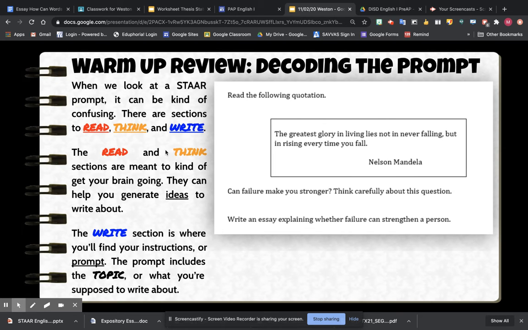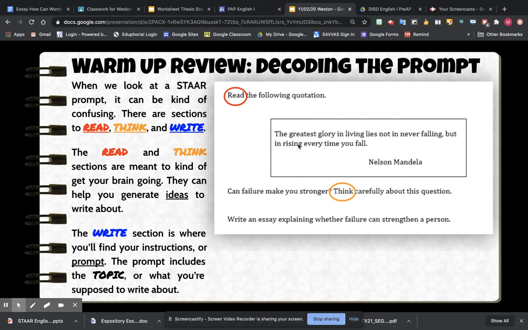So for our warm-up, after you've done this, I just want to go over some things to think about when you're looking at your star prompt, because I know it's probably been a while since you've seen one of these. There's 3 sections to it. There's a read, think, and write. With the read and think, these are meant to get your brain going, kind of connect to the prompt. They help you generate ideas, and you can see this tells you to read and this is telling you to think. These are not what you write about.